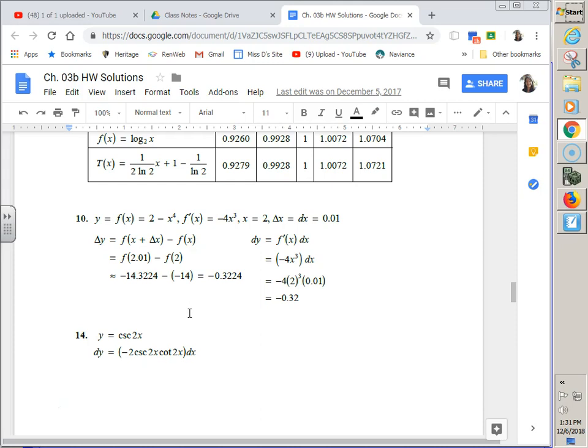Number 14, did you remember number 1, your rule for cosecant, and number 2, your u prime? Did you remember number 1, your rule for cosecant of u, negative cosecant of u, cotangent of u, but also your u prime, which is 2? Then multiply the dx.